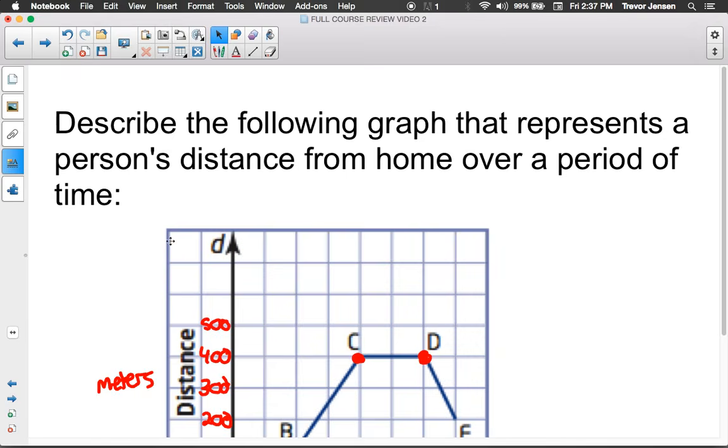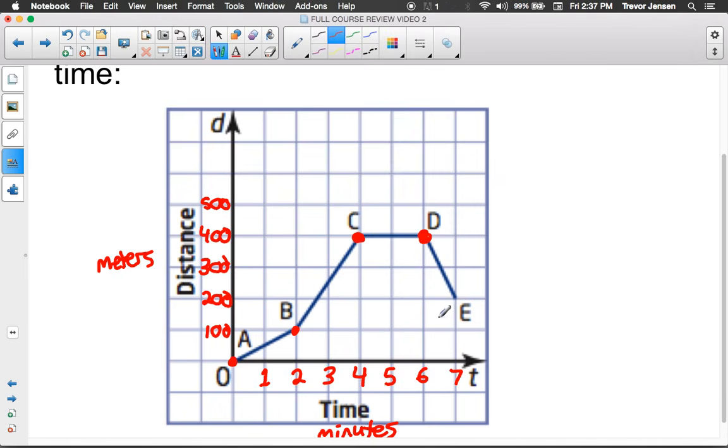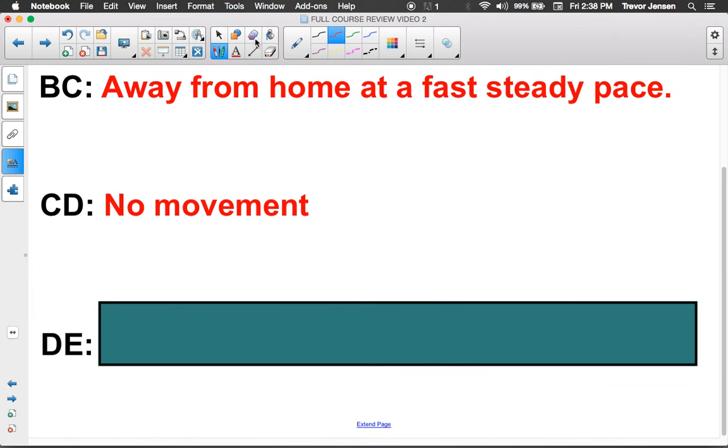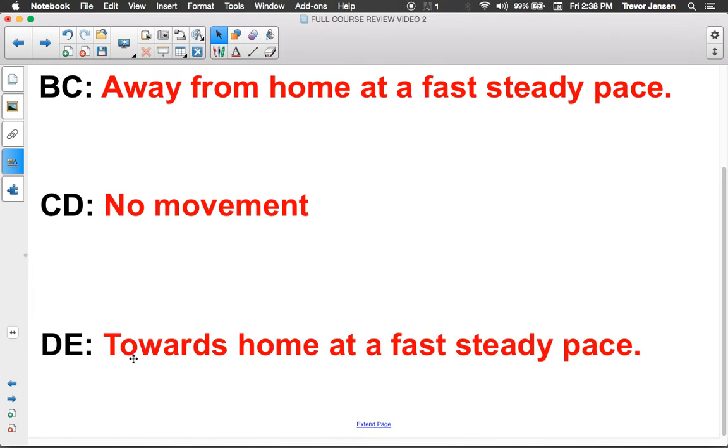CD, no movement. DE is the only line segment going down to the right. So they were 400 meters away from their house, but now they're only, at the end of the line segment, 200 meters away from their house. So they must be moving towards their house. Any line segment going down to the right represents movement towards the sensor, in this case, towards the person's house. And it's a steep line, so they're moving fast towards their house. And there's no curves, so it's at a steady rate, a constant speed. So line segment DE, we would say the person is moving at a fast, steady pace toward home.